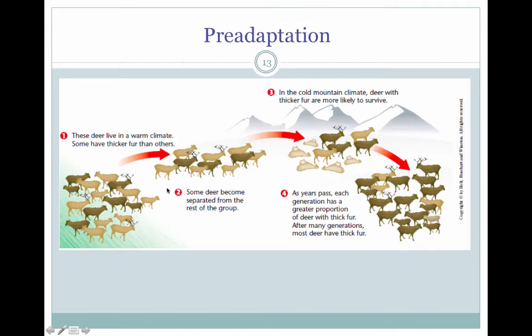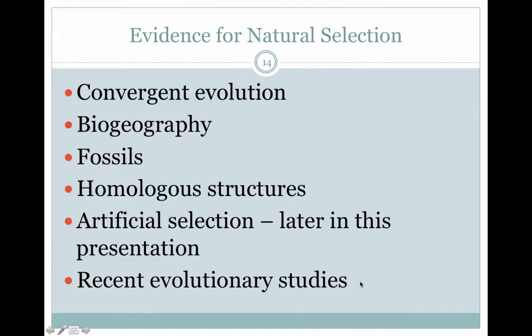All right, here's a graphic on pre-adaptation. This is explaining how this particular deer herd ended up being predominantly thick furred as opposed to being a mix of thick and thin fur. Pre-adaptation for a change. All right, lots of evidence for natural selection.